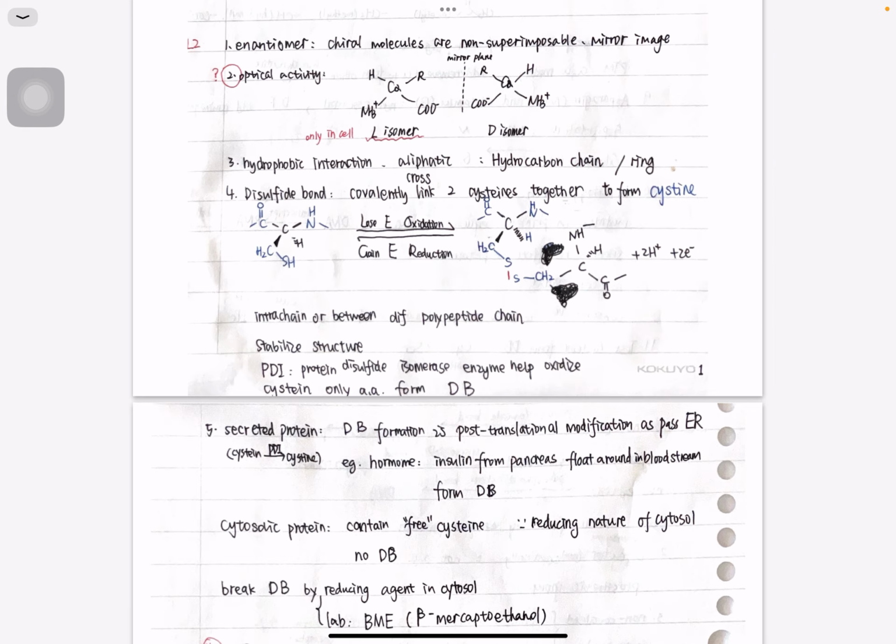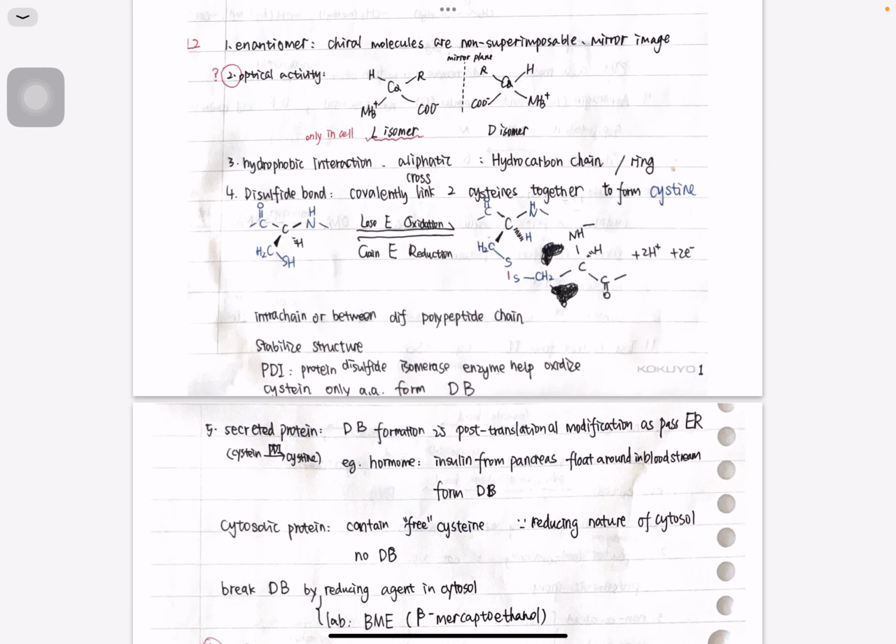And the hydrophobic interaction: these are non-polar molecules that interact with each other, so they have long hydrophobic hydrocarbon chains. They only contain hydrogen and carbon, and maybe a benzene ring or something, and this is called aliphatic. And the disulfide bond, this is the important thing in this lecture.